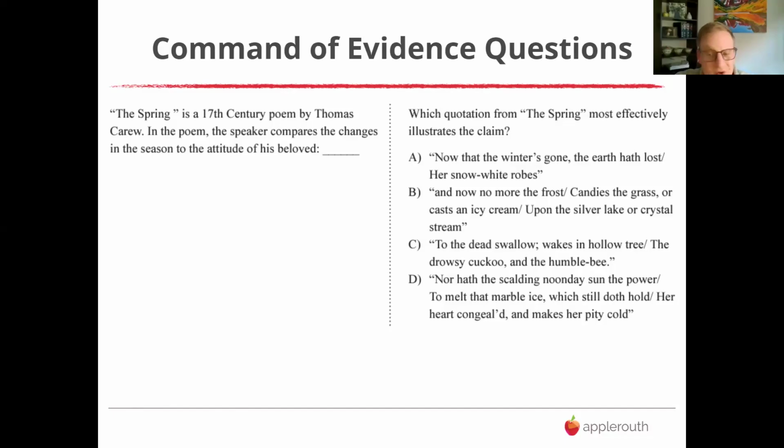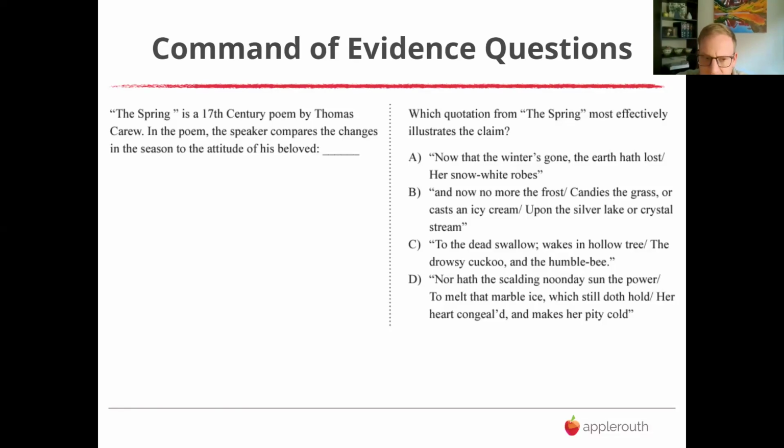Then we're going to read these answers, which are all very confusing. A, now that the winter's gone, the earth hath lost her snow white robes. I'd be uncertain, maybe, keep it. B, no more the frost candies the grass. Sounds more like just about nature, not the person. So probably not B.